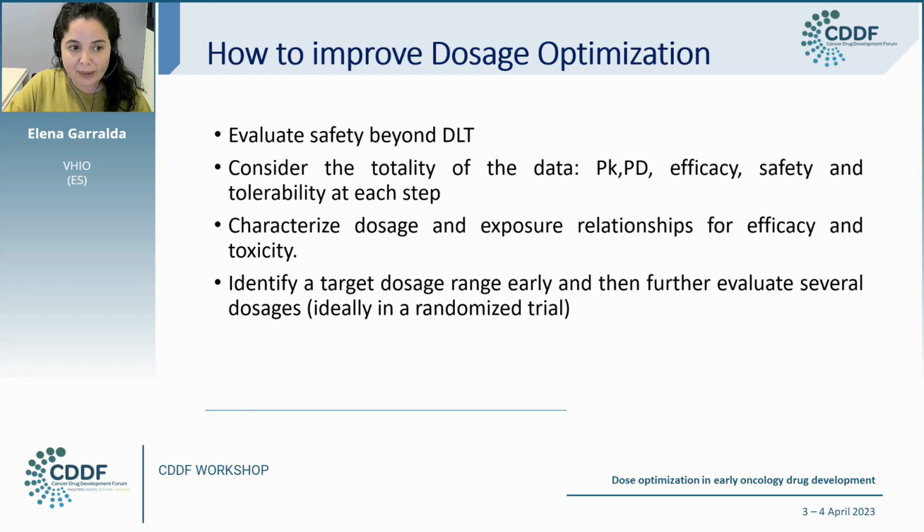We need to be careful and have a clear characterization of the dosage and exposure relationships for efficacy and toxicities. We really need to understand how, as we increase dose, we increase exposure, and what this represents for efficacy and for toxicity. And ideally, what we want is to identify a dosage range early and then further evaluate several doses, ideally in a randomized way.